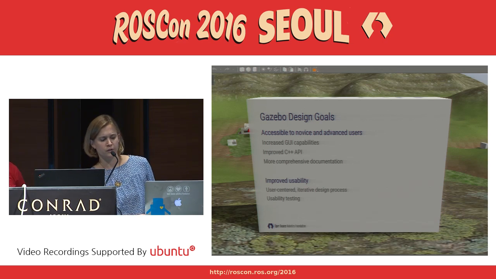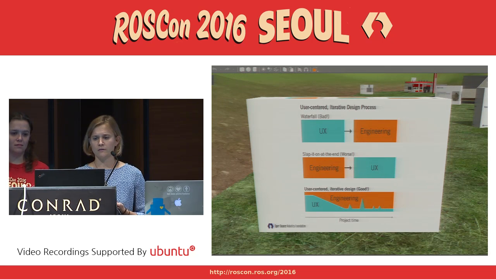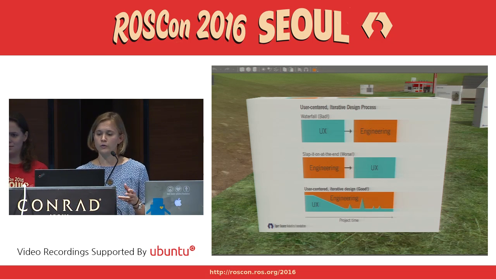So I'm going to talk to you briefly about the workflow we have at Open Source Robotics Foundation and how a UX or user experience designer can best work with an engineering team. So the top two examples are less than ideal. In the first one, you often have a UX designer designing something, and then they throw it over the fence to engineering without really having a sense for what's hard and what's going to take a long time. And then it gets built, and then that's the end of it. There's not much usability testing.